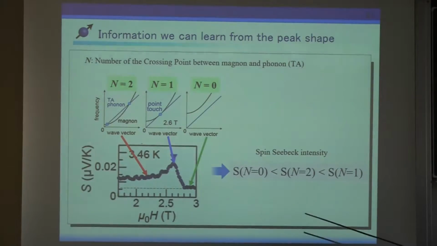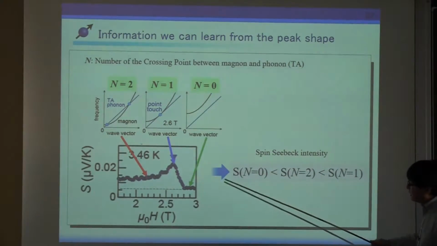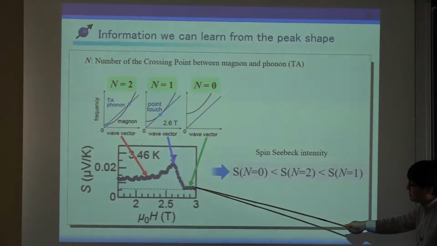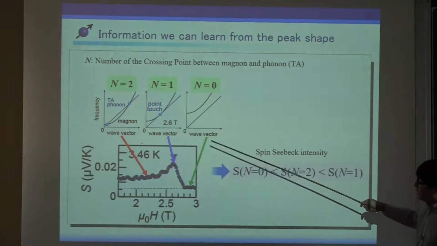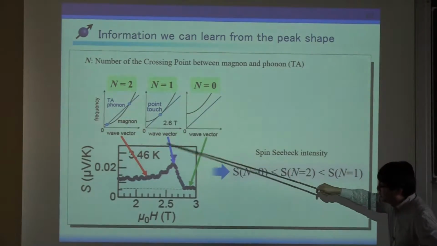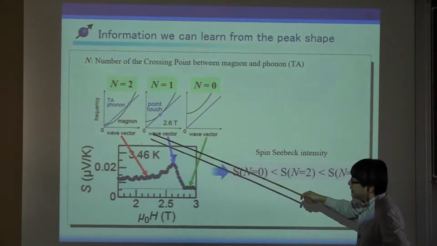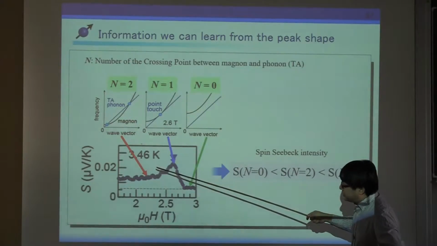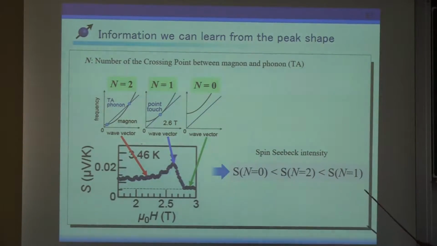So this data shows that spin Seebeck effect intensity is smallest when there are no intersections, and it is maximized at a point touching condition, and it is intermediate when there are two intersection points. So this suggests that the spin Seebeck effect intensity reflects the number of intersections between the spin wave and phonon dispersions.